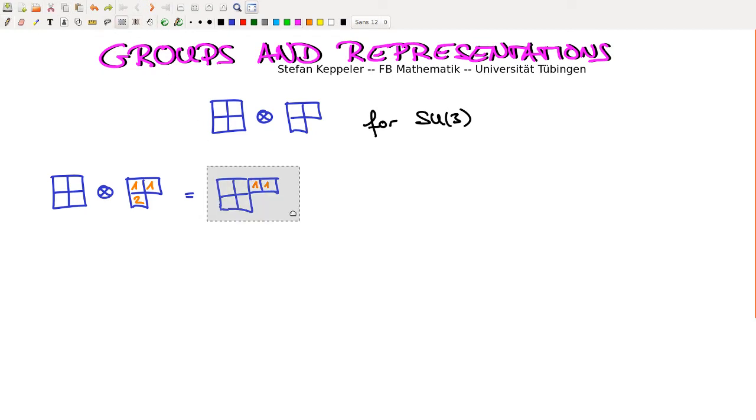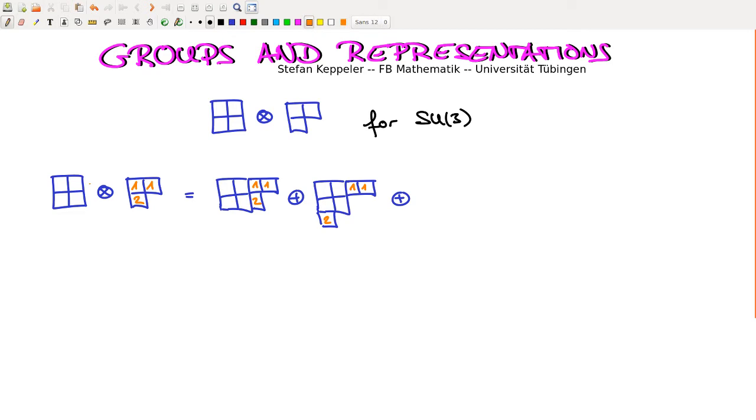So let's copy this here. We already got the first 2 terms. So the 2 can go here, or the 2 can go here. Now, what other possibilities do we have for adding the 1s?